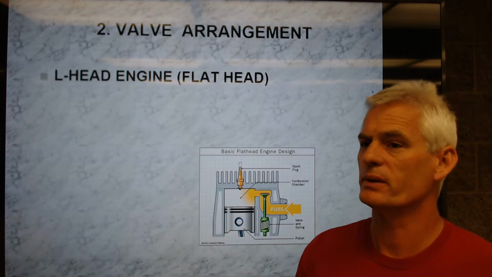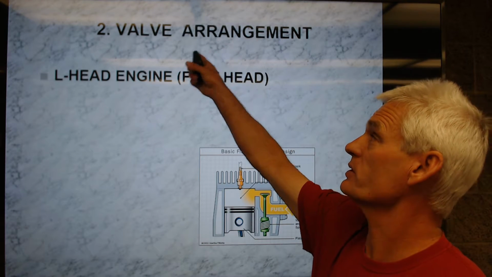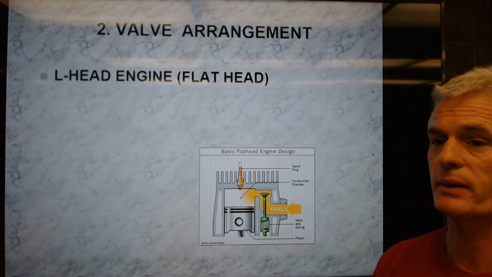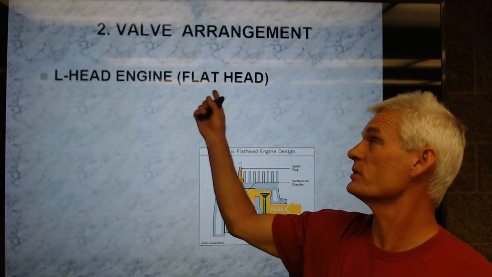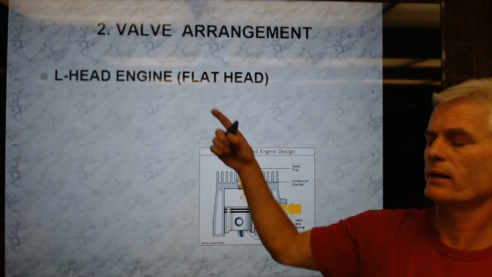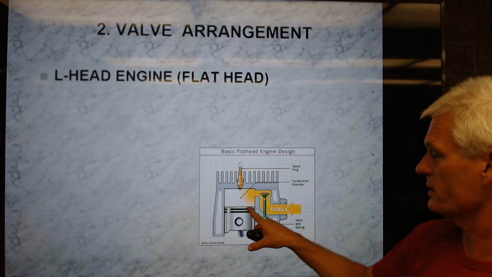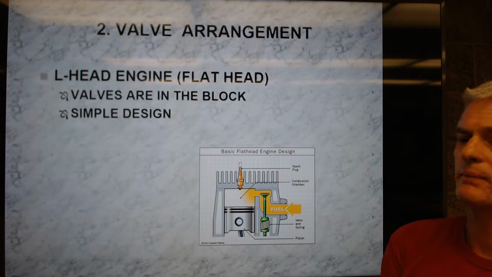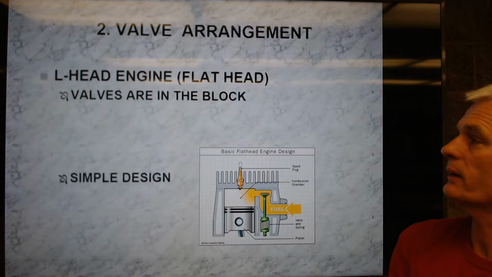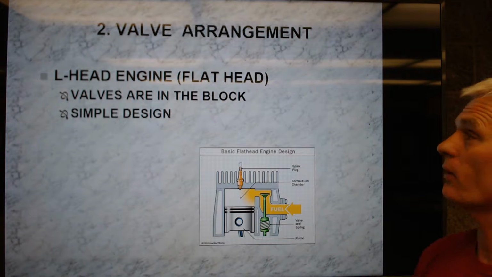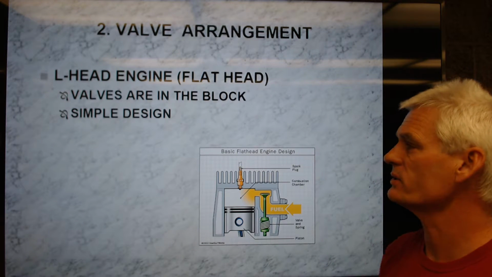The next one we want to talk about is another category, which is valve arrangement. So instead of just cylinder position, now we're looking at valve arrangement. And the L-head engine, which is really what people call a flathead engine, the L-head was where we had a piston in the block and we had our valves in the block. So the valves were in the block. It was a very, very simple design. This is basically all the Ford Model A engines, etc.